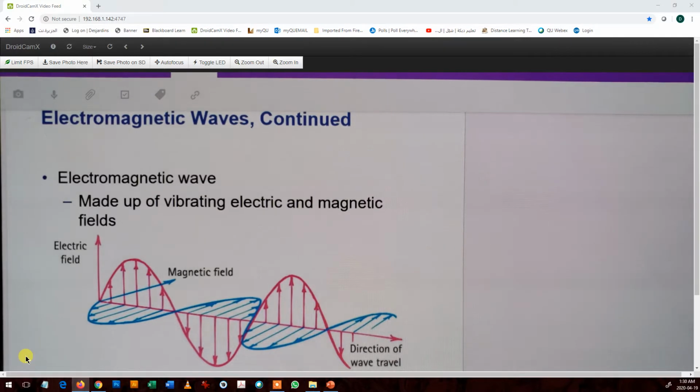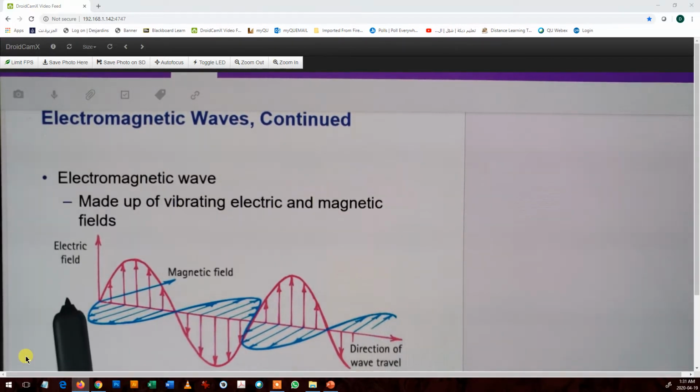Why do we keep saying electromagnetic? Two parts, electricity and magnetism. Electromagnetic means there is an electrical field and there is a magnetic field at the same time. Made up of vibrating electric and magnetic fields.